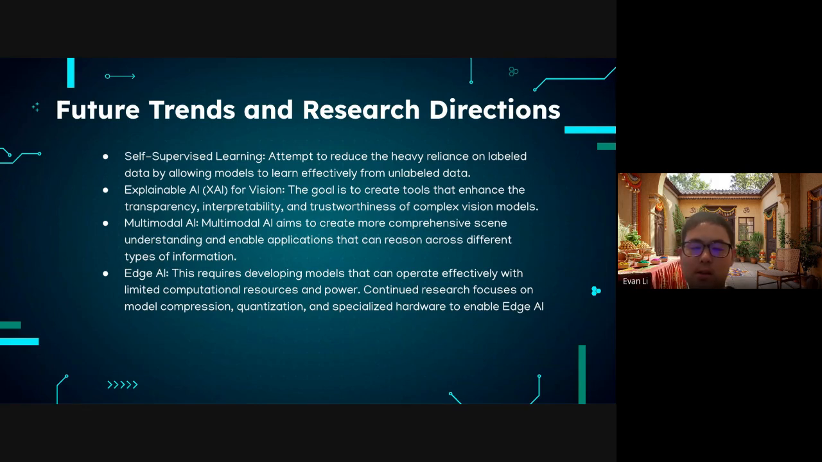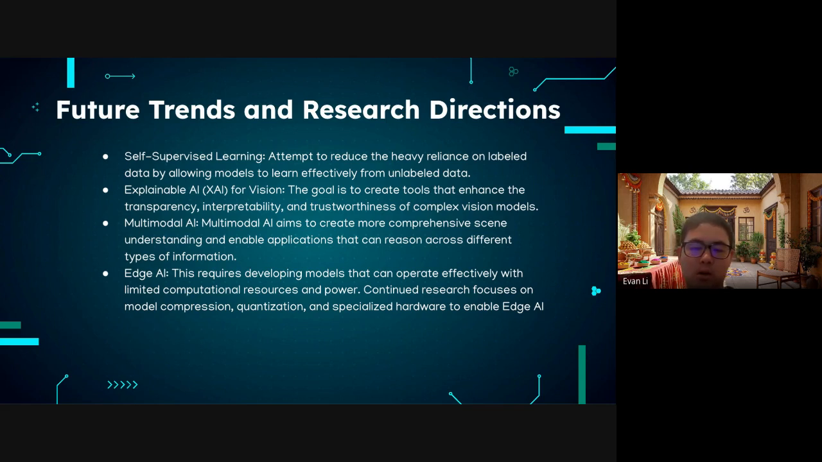Looking towards the horizon, the future trends and research directions in AI-driven computer vision are exceptionally promising and point toward even more transformative capabilities. One of the most significant trends is a growing emphasis on self-supervised learning. Current state-of-the-art computer vision models often rely on massive amounts of labeled training data, which is expensive, time-consuming, and sometimes ethically problematic to obtain.